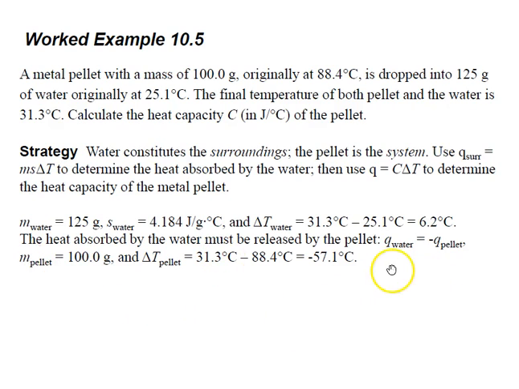Some other things before we move on to the solution: the mass of the pellet is 100 grams, and our change in temperature of the pellet is going from 88.4 to 31.3. Again, do final minus initial. A lot of times you'll want to do the large number minus the smaller, but remember it's final minus initial, and it does come out as a negative value, and that's okay. And it should.